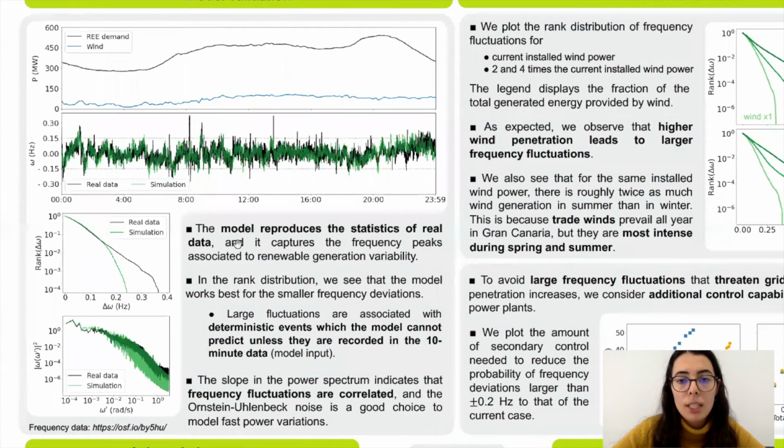With this in mind, we took the model and we applied it to the case of Gran Canaria. These are some of the results that we obtained. First, we show the frequency time series, and we can see that the model captures the frequency peaks that are associated with renewable generation variations. And in general, we also see that the model reproduces the statistics of real data.